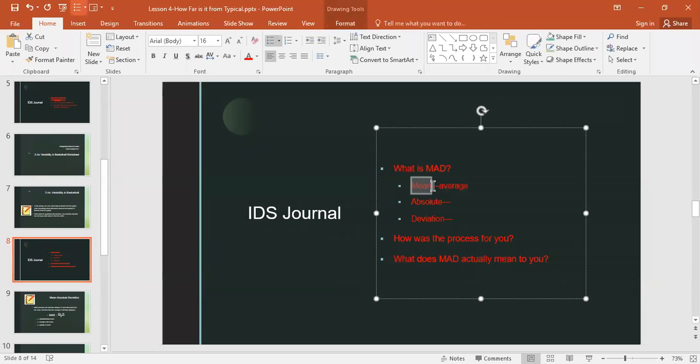What does the mean stand for? I'll give you that. The mean is our average. When we find the mean part of mean absolute deviation, it is the average. We're finding the average of the absolute deviations. What does the absolute have to do with it? What does absolute mean? What does deviation mean? As far as the MAD goes, how was this process for you? How was the process of finding the mean absolute deviation for you? And what does the mean absolute deviation actually mean to you?